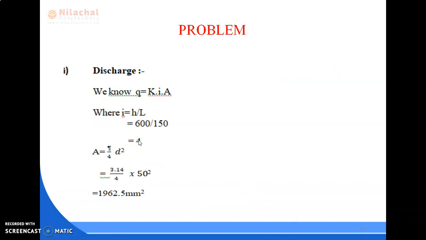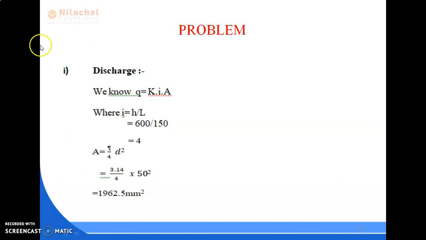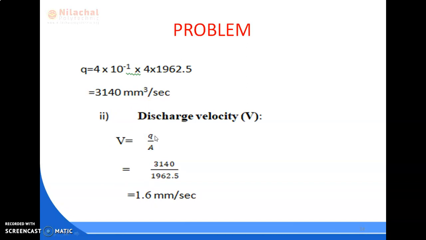So first is discharge. So we know Q equal to K into I into A, where K is given. Again, area is not given, but diameter is given. So K is given, I not given, A not given. So find out, where I equal to S by L, 600 by 150 equal to 4. Again we have to find out area, A equal to pi by 4 into D square. So area is 1962.5 mm square. So now we can calculate Q. So Q equal to, after putting all the values, we got this value 3140 millimeter cube per second. So one answer is completed.